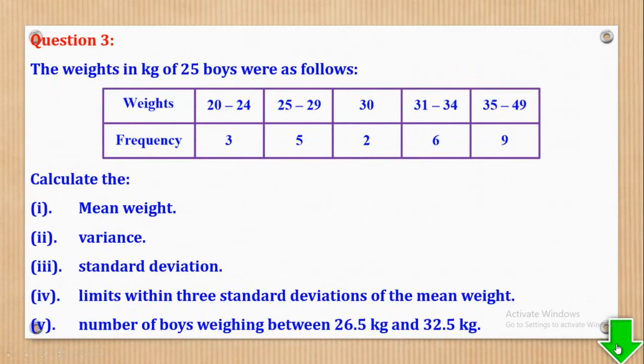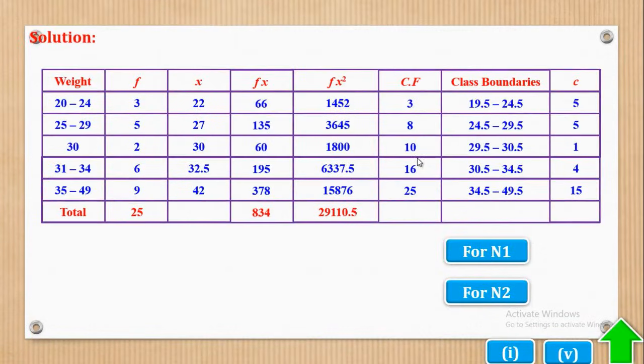they said the number of boys weighing between 26.5 kilograms and 32.5 kilograms. Now those ones, remember, the classes or the class boundaries are the ones which denote the weight. So they have given you the weight and they want you to get the value from here. So that means that we need a column for cumulative frequency. Remember, cumulative frequency denotes total frequency up to that point. So for example, 26.5 is somewhere in between here, so the value is between this and this.